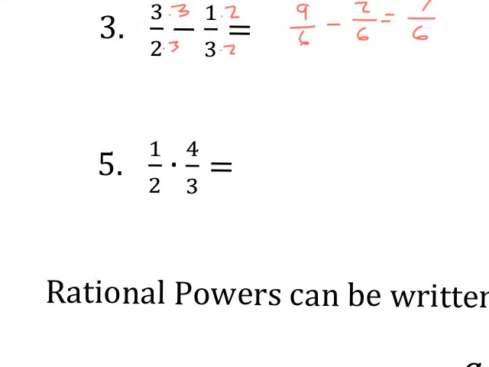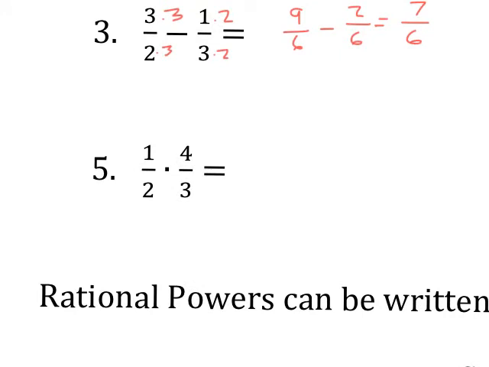Okay, multiplying, do I have to have a common denominator? No, I don't. So I just multiply straight across, so 1 times 4 is 4, 2 times 3 is 6. Make sure you're always reducing your fractions if you can. Both of those are divisible by 2, so that would become 2/3.